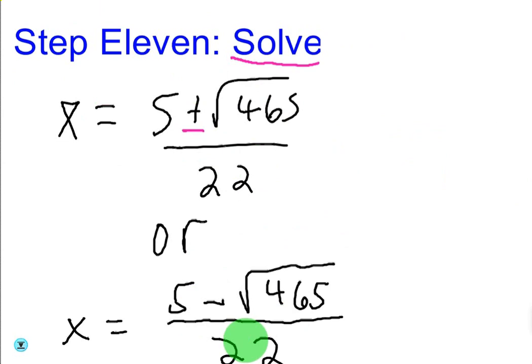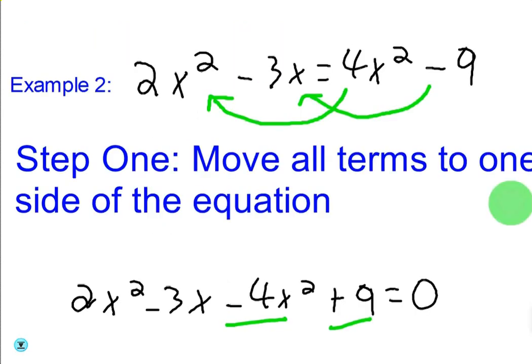All right, any other questions about that one? I think we have 3 examples to go over today. Next example. We have 2x squared minus 3x equals 4x squared minus 9.